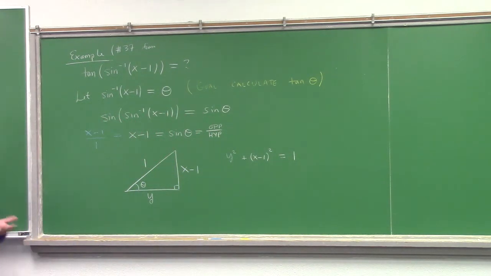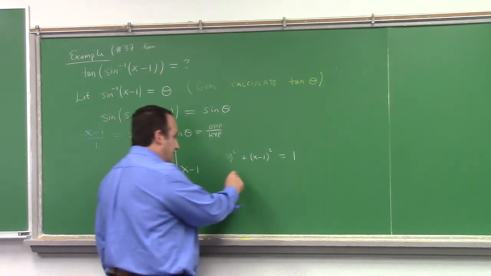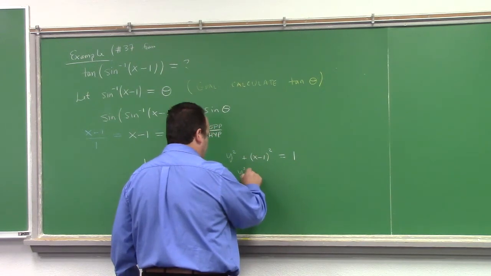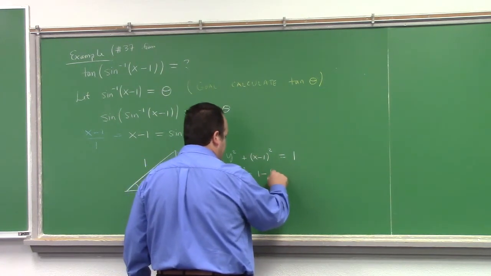Now, we need to find y, because tangent theta is going to be x minus 1 over y, opposite over adjacent. So we're almost there. We can solve for y. Y squared is 1 minus x minus 1 squared.